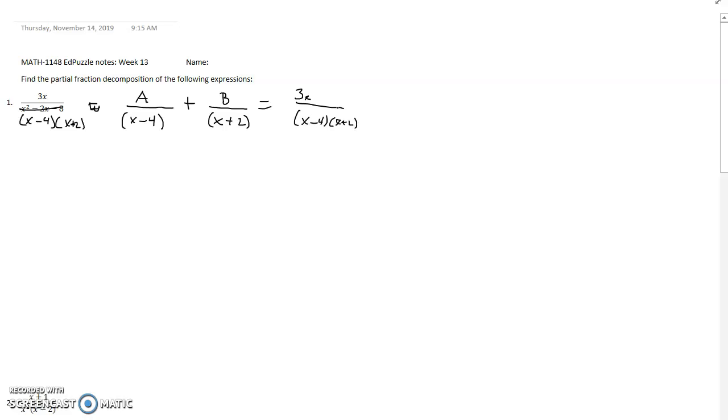And now, for us to be able to solve this type of problem, we're going to say, let's get rid of these denominators. So to get rid of the denominator, I am going to multiply everything through by the LCD of x minus 4 and x plus 2. I'm going to multiply that into the numerator of all of these terms. So I'm going to do that right here.